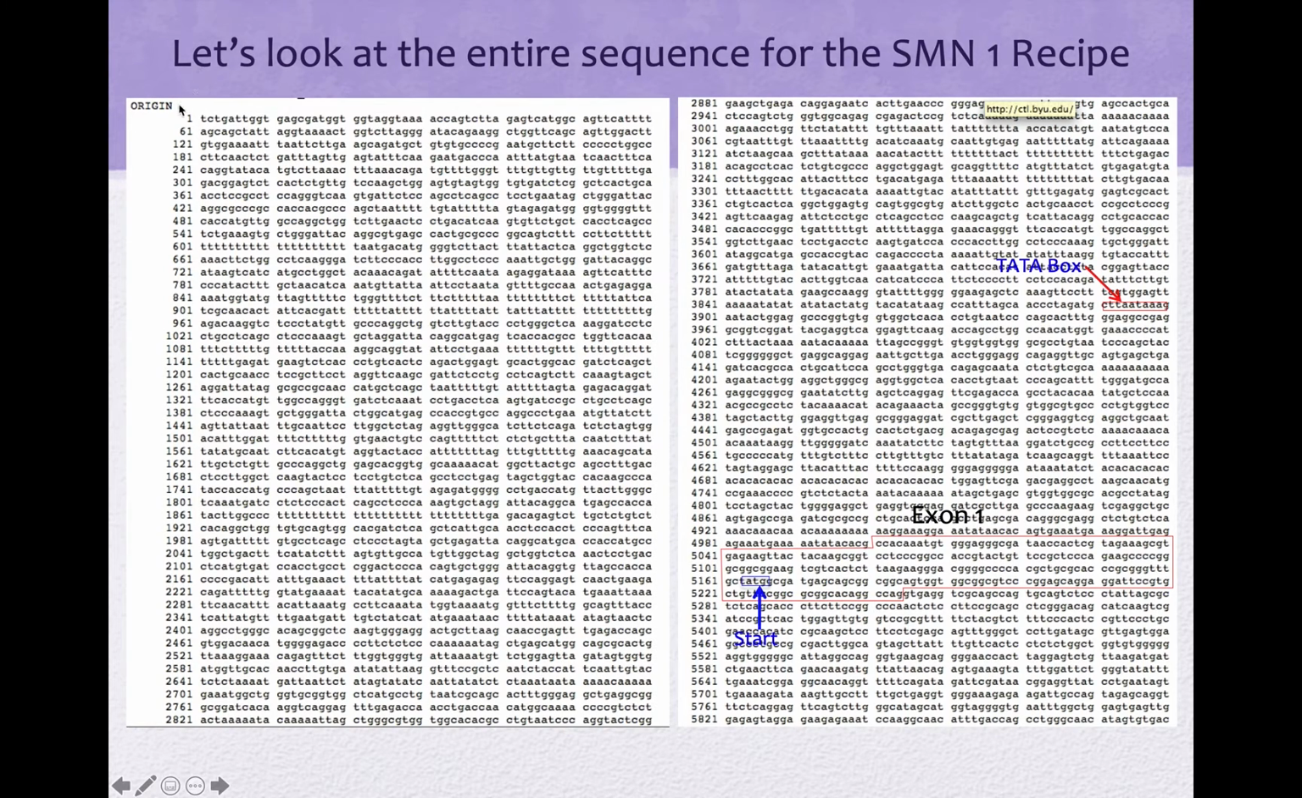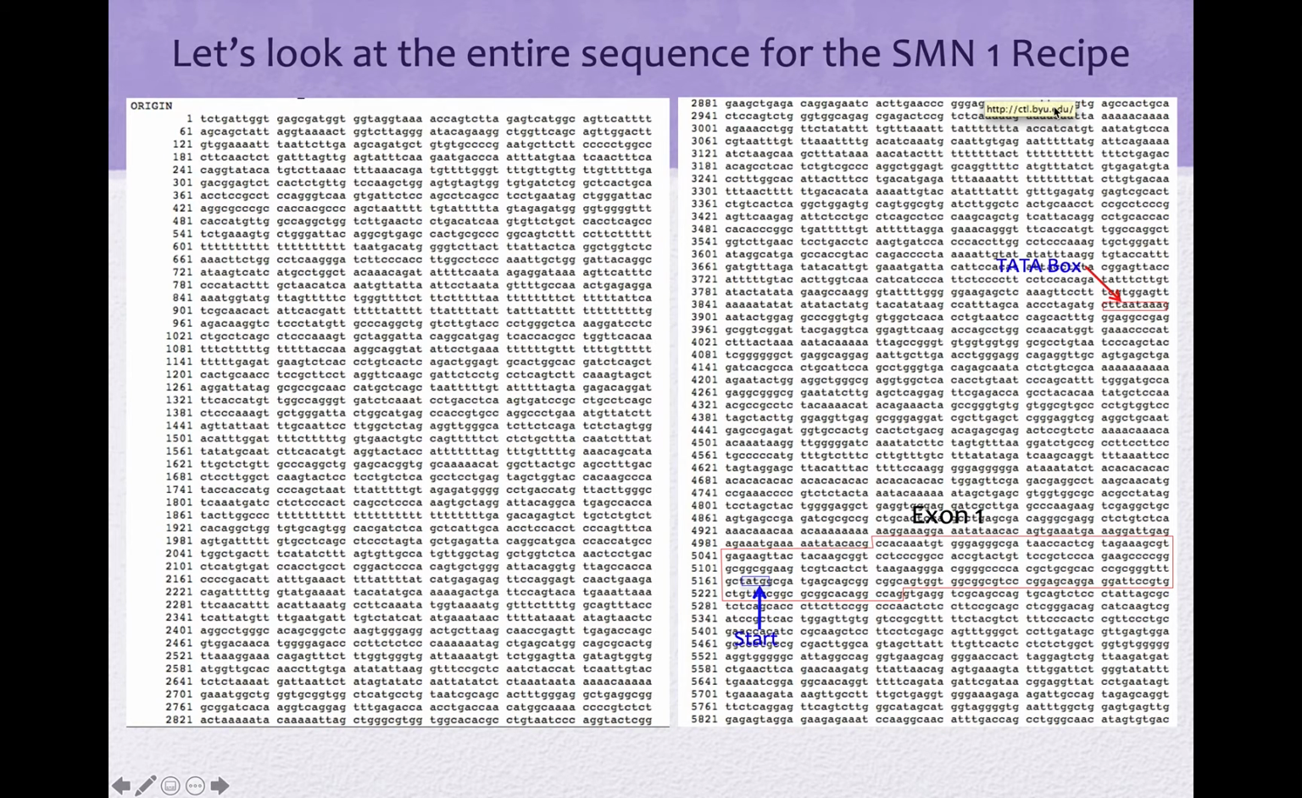This is the SMN1 sequence, and you can see this is starting at letter 1, TCT, GATT, GGT, going all the way to letter 5800 and something. Okay, and why they do it in blocks of 10 is a mystery, but this is what it is. So this is the sequence.